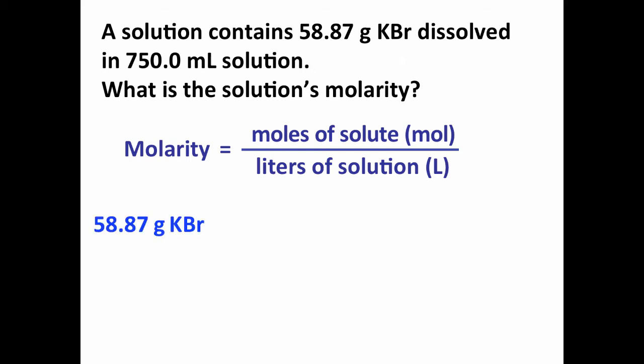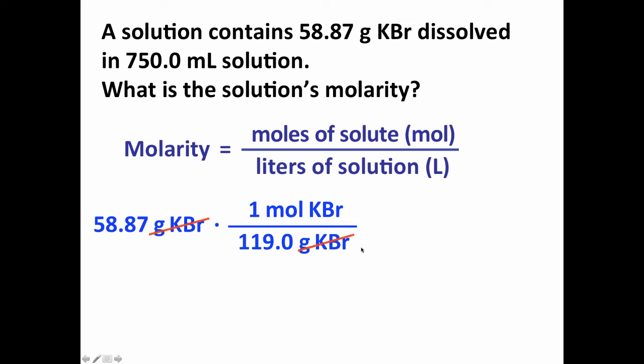So we take our grams of potassium bromide, use the periodic table, find that 1 mole of potassium bromide has a mass of 119.0 grams. That's the conversion factor that allows us to convert from grams of solute to moles of solute. And that gives us 0.4947 moles of KBr.